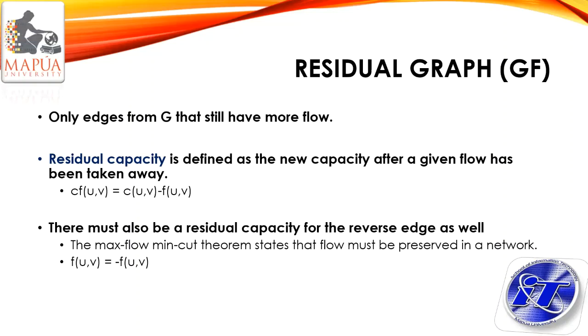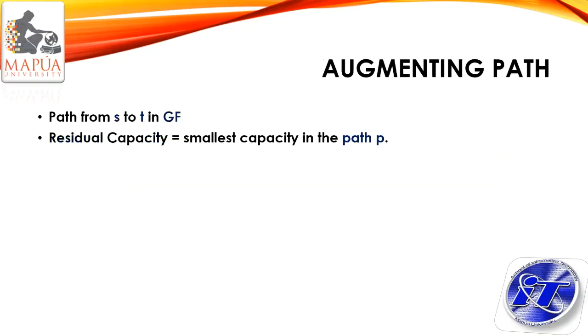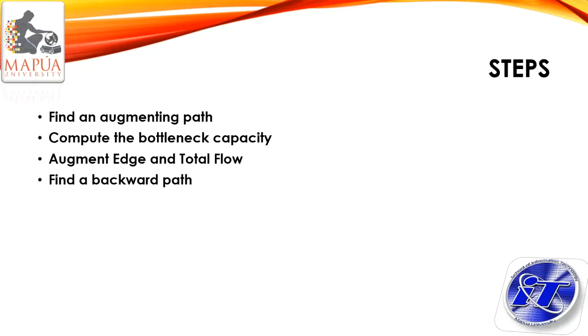And to help us in our analysis, we need to do an augmenting path. Determine the different paths and determine what will be the capacity usage for each path. The smallest capacity in the path P will be considered as your residual capacity for the whole analysis. So what are the steps? First, find an augmenting path. Find a path that will connect the start and end node.